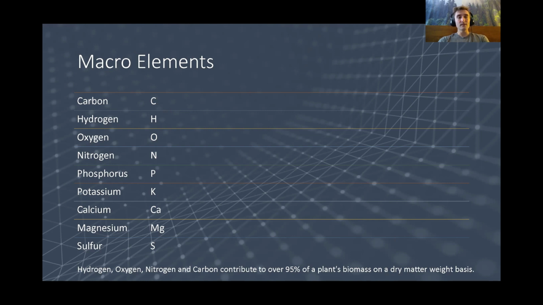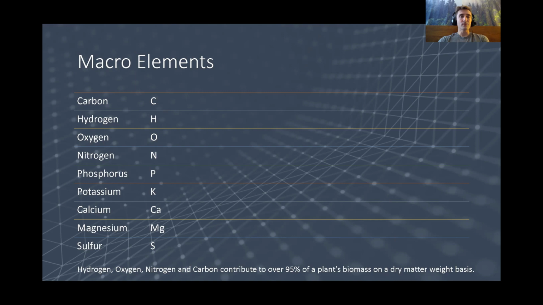To illustrate the concept of how important the top elements are, hydrogen, oxygen, carbon, and then nitrogen from the soil contribute to over 95% of a plant's biomass on a dry matter weight basis. So more than 95% of what makes up your plants and the plant cells are the first four of the macro elements.